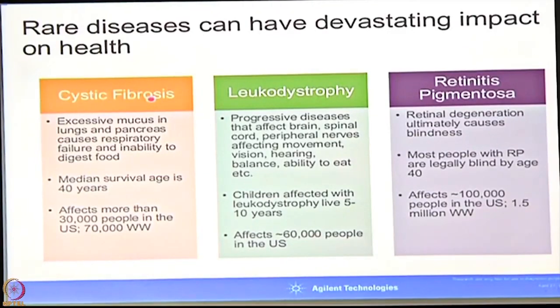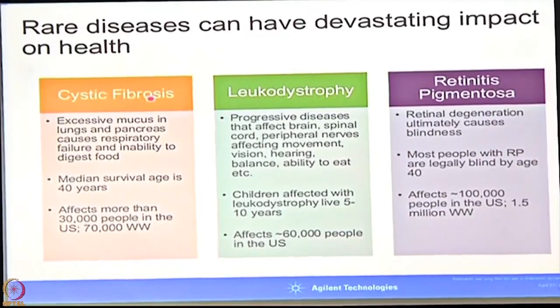Then leukodystrophy. This is again a progressive disease affecting the brain, spinal cord and the nervous system. Children aged 5 to 10 years are mainly affected, and around 60,000 children are affected worldwide. Retinitis pigmentosa is another disease that causes blindness, with survival of around 40 years, and around 1.5 million patients are known worldwide for this disease.